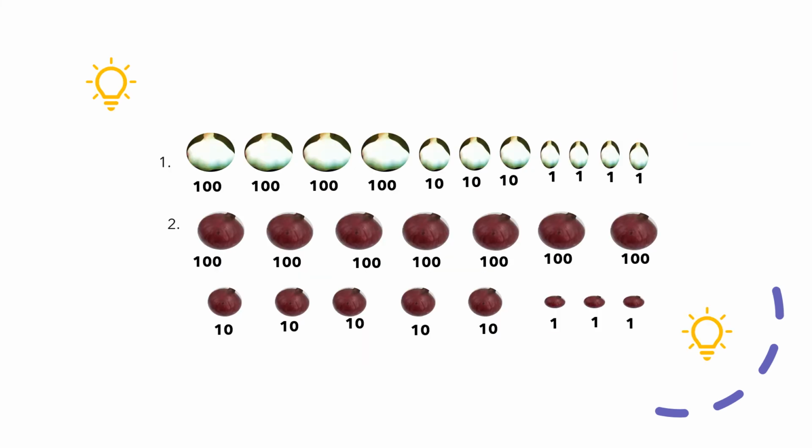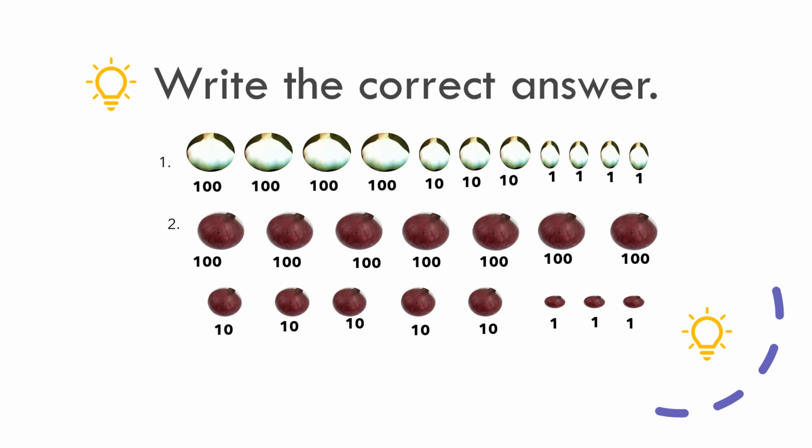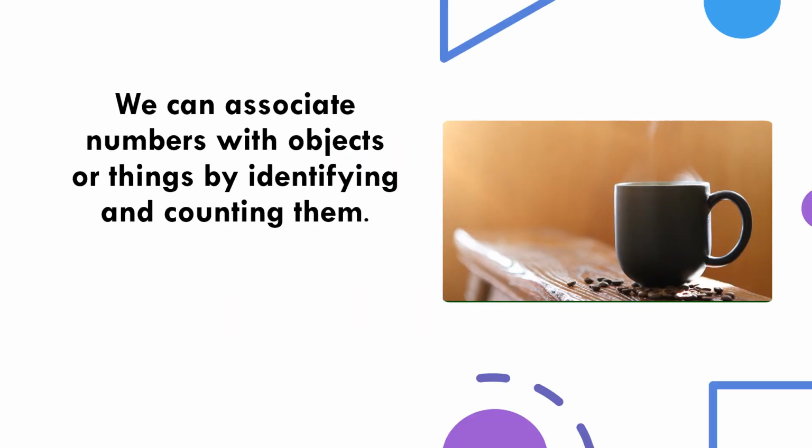For this activity, copy number 1 and number 2 and write the correct answer on your paper. Remember this: we can associate numbers with objects or things by identifying and counting them.